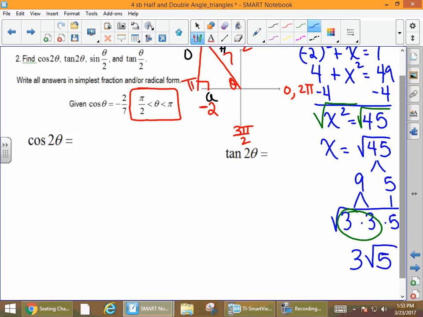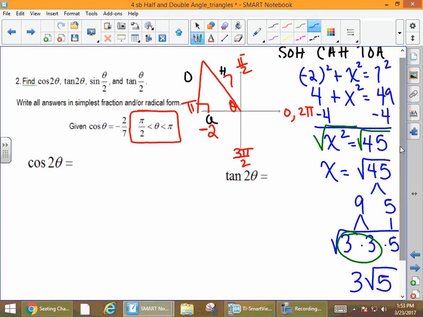2 3's, we took out 1. Then we'll keep the radical 5. We have a single there. And we can put that value back in our triangle here.